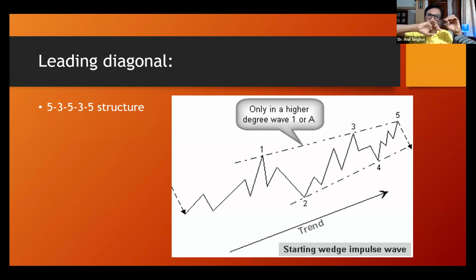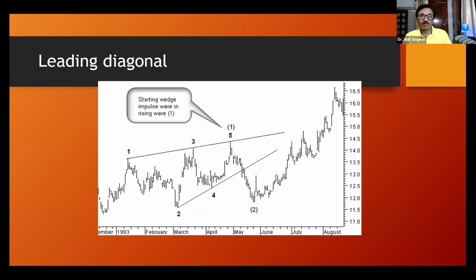So the starting wave, if it is a diagonal triangle, we call it a leading diagonal. Subdivisions, don't bother about it, but just understand that there will be converging trend lines and it will be a wedge shape. And this will be at the beginning of the move. Here you can see this. So this is a leading diagonal where you can see 5 waves and then it just crashes into wave 2. But because we understand that this is a leading diagonal, we are ready to buy somewhere around wherever wave 2 ends.